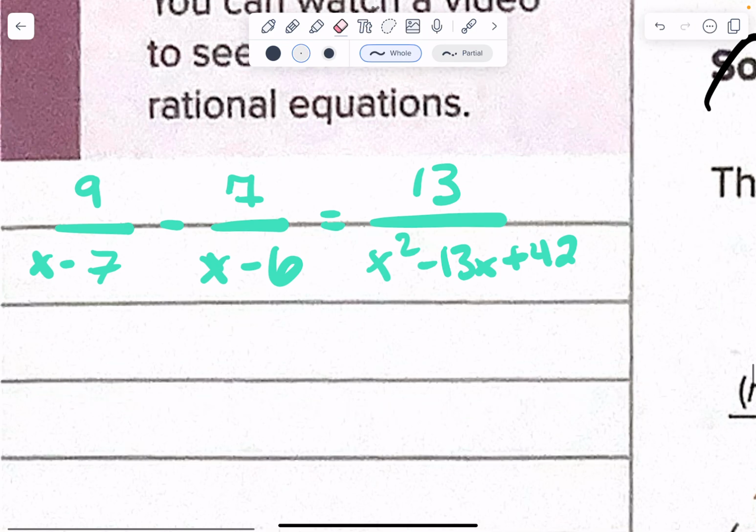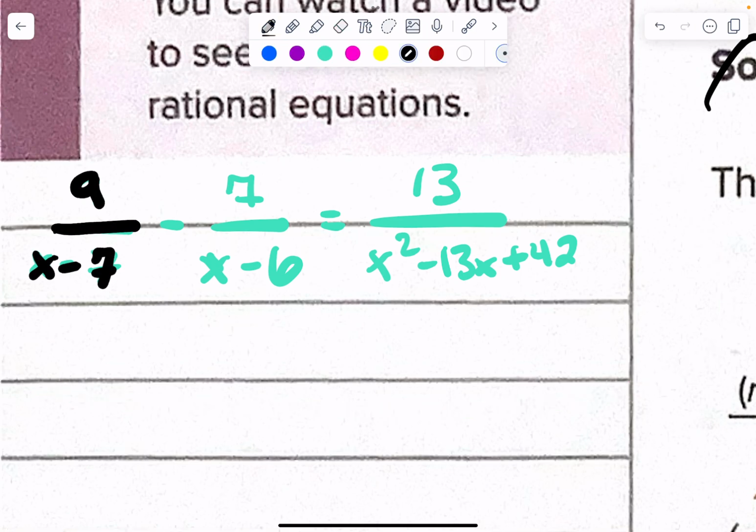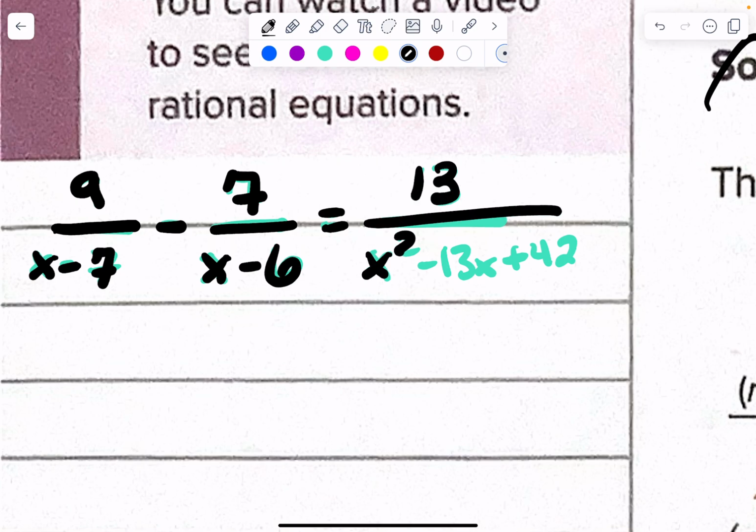So what I want you to put is 9 over x minus 7 minus, we're going to do a subtraction problem now, 7 over x minus 6 is equal to 13 over, and this is a trinomial, x squared minus 13x plus 42, okay? All right, the first thing I need to do, and some of you guys maybe have done it already, change this to a plus and change the 7 to a minus, okay? I always do that to begin with because otherwise you forget about the minus when it turns to a plus and you get the answer wrong. So that's the first thing.